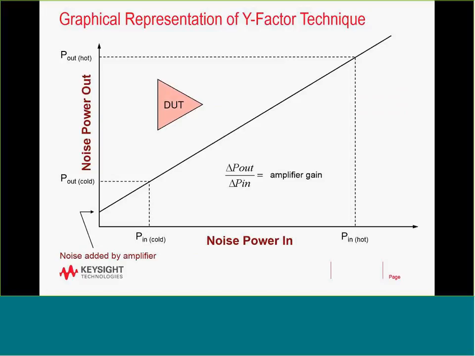So this is a representation of the Y-factor technique. You can see on the left at the bottom, we do a P in cold and P out cold measurement. We then do a P in hot and a P out hot measurement up the curve, creating our gain curve. The delta P out over delta P in is equal to our amplifier gain. Now, forget that these measurements are all measuring noise. These are all power measurements that we're making.